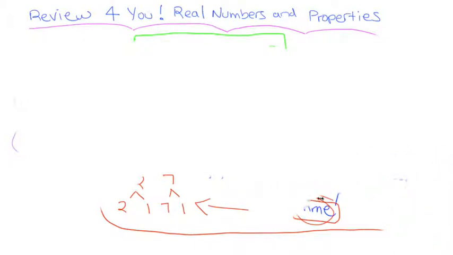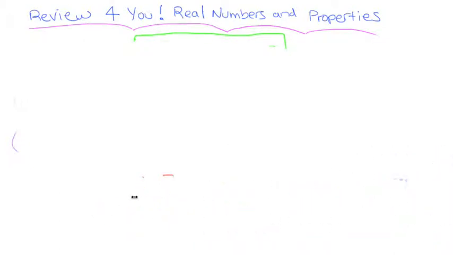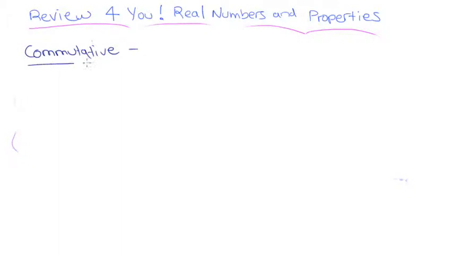So the first property we're going to talk about is the commutative property. The commutative property says that the order in which you add or multiply numbers does not matter. You will still get the same answer.